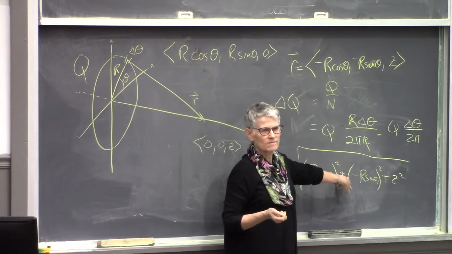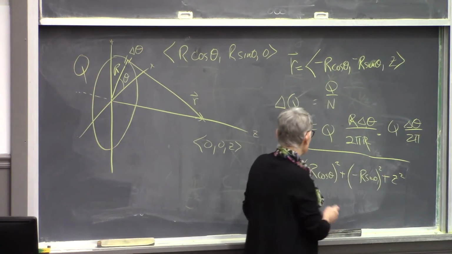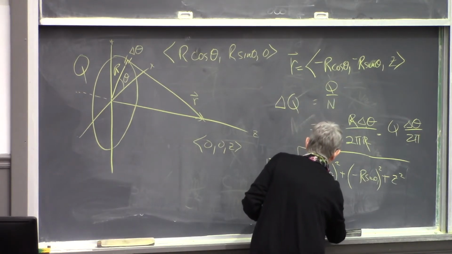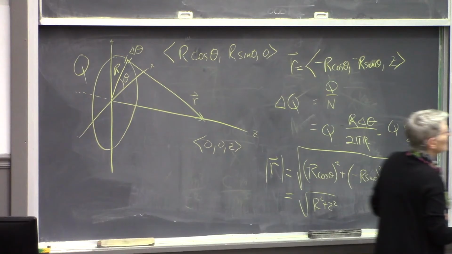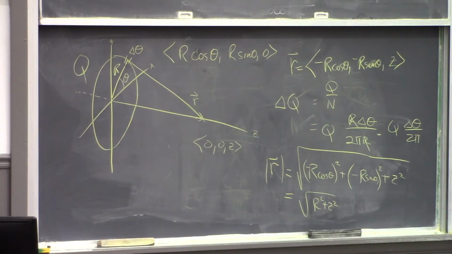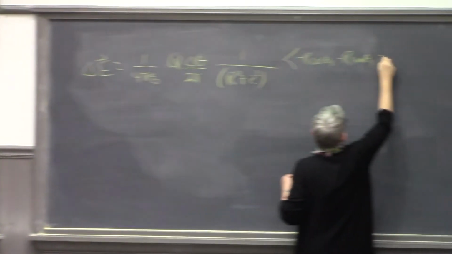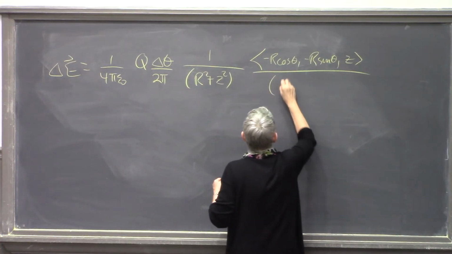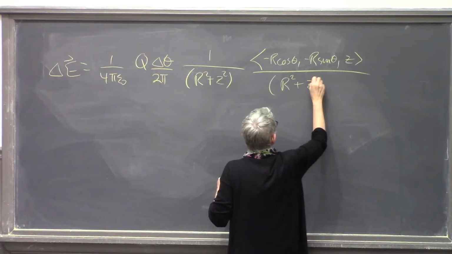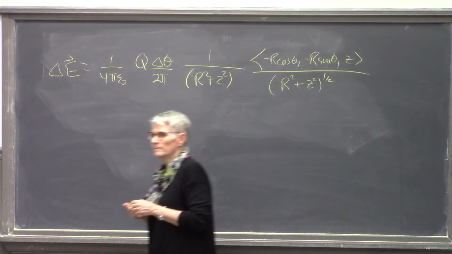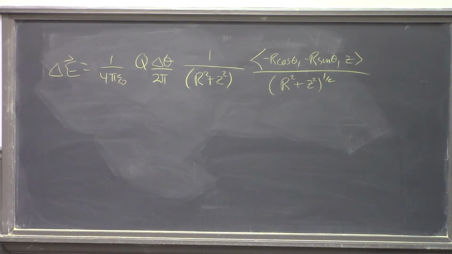But what is this? Yeah, that's an r squared, isn't it? So we just get the square root of r squared plus z squared. So this is r squared plus z squared times r hat, which is minus r cosine theta, minus r sine theta, z, divided by r squared plus z squared to the 1/2.